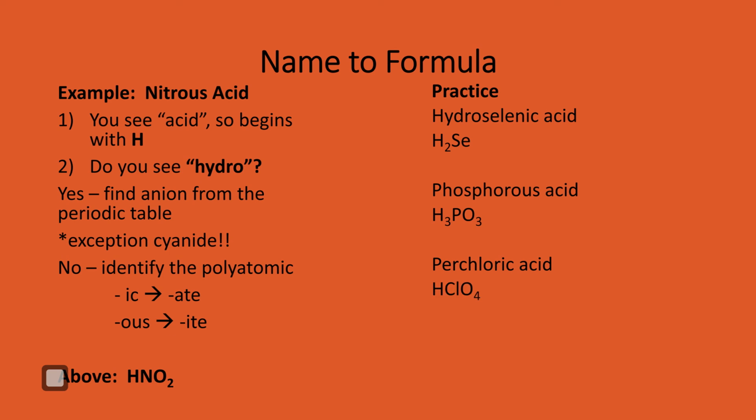Perchloric acid, HClO4. Sorry, I went a little fast there. No hydro. I'm looking for perchlorate, ic to ate. ClO4 is perchlorate, 1 minus, so 1 hydrogen. Okay. Hydroiodic acid, back to off the periodic table. Iodic is iodine, 1 minus, HI. Okay. So that's basically it. Again, the number of hydrogens in the acid is just equal to the charge of the anion.